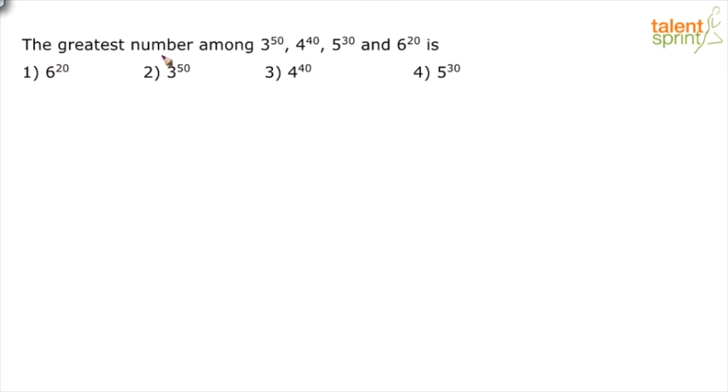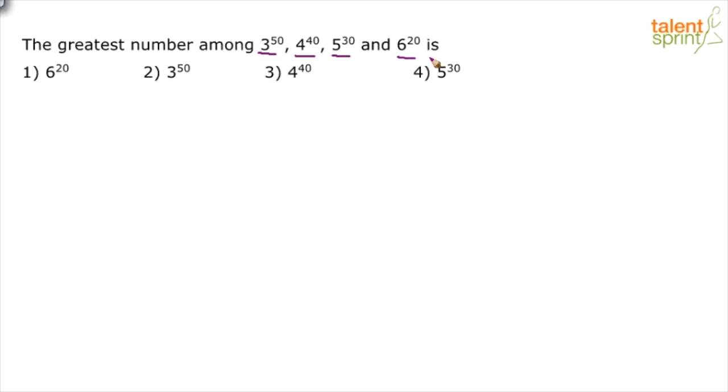Which is the greatest number among 3 power 50, 4 power 40, 5 power 30 and 6 power 20? So simple one line question, but the moment you finish reading it, you're confused. What do we do now? 3 power 50, 4 power 40, 5 power 30 and 6 power 20 are hard to calculate. I mean, you cannot be doing it manually, right? No scope at all. Forget about a competitive exam, even otherwise, finding out 3 power 50 would take days together.